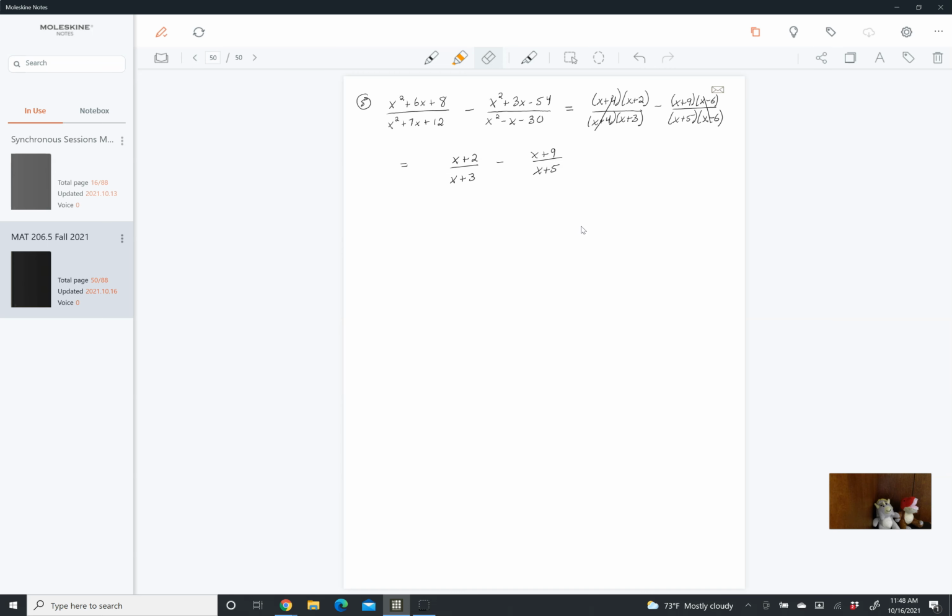We go through, we find the least common denominator. So we say, okay, what do we multiply the first fraction by? Well, what does the second denominator have that the first one doesn't? Second denominator has x plus 5. So we're going to be multiplying by x plus 5 over x plus 5. What does the first denominator have that the second one doesn't? x plus 3. So we're multiplying by x plus 3 over x plus 3.